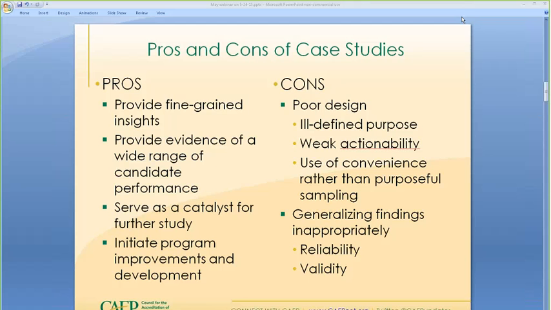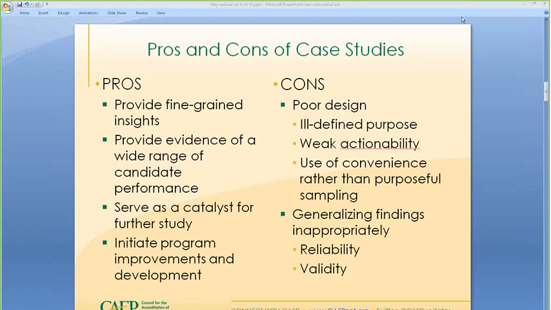They can unearth things that normally you wouldn't have been aware of, and so will give you a lot of possibilities for follow-up after the case study is completed. And those can then, in turn, be used to initiate program improvements and further program development. And, of course, that is one of the general priorities of CAPE, this idea of continuous improvement, no matter what pathway you're pursuing for accreditation.